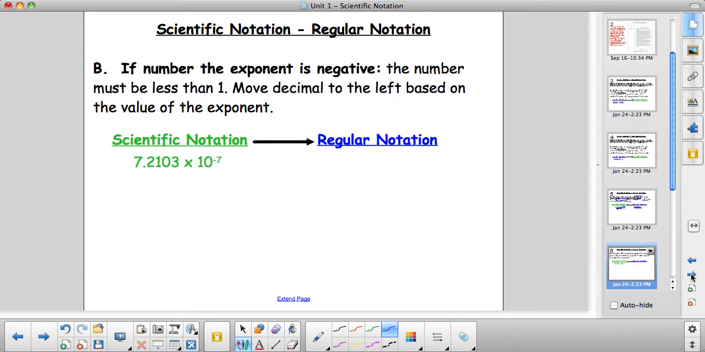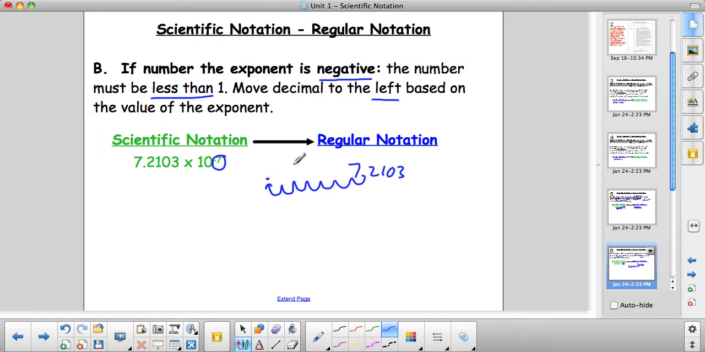In the next example here, I'm going to have a negative exponent. So you see here in this example, I have a negative 7. Because my exponent is negative, that must mean that my value is less than 1. And because my value is less than 1, I need to move my decimal to the left, the number of places that it says. So I have a negative 7. I'm going to rewrite this number over here. I have 7.2103. With a negative 7 exponent, I need to take this decimal and move it 1, 2, 3, 4, 5, 6, 7 spots. I'm going to put my decimal right there.